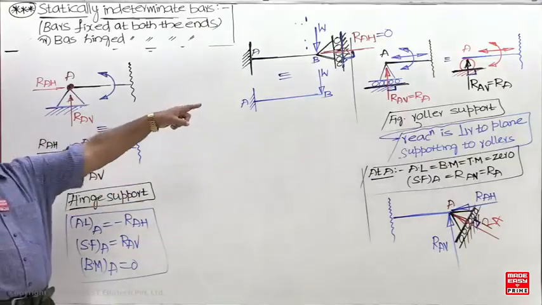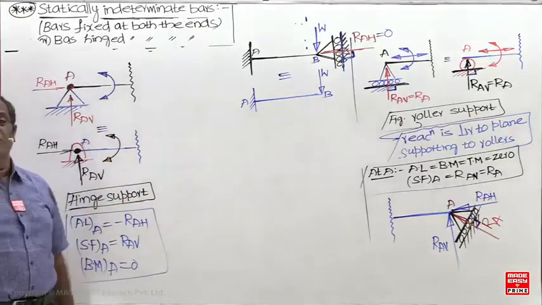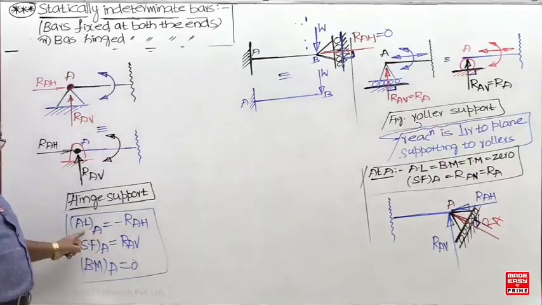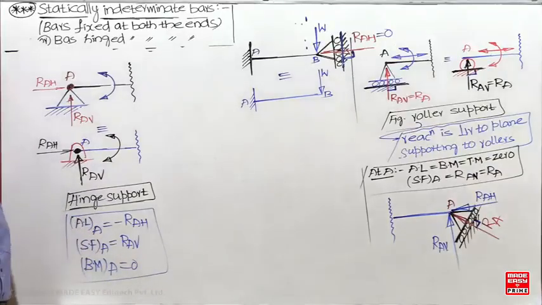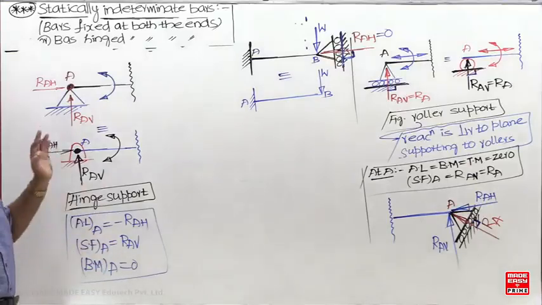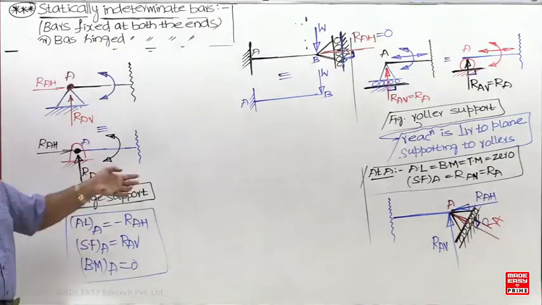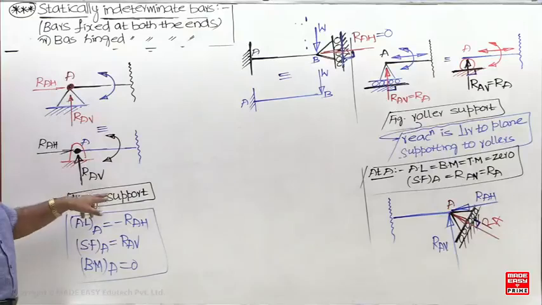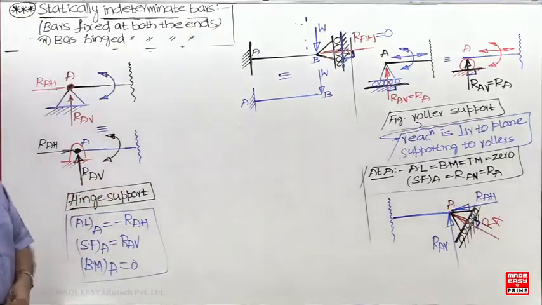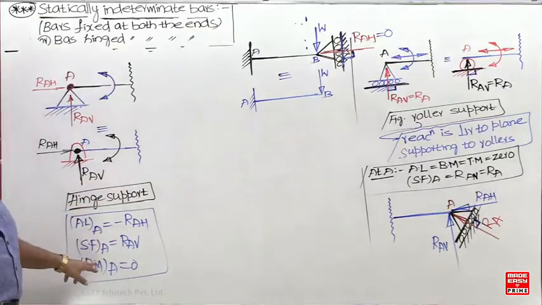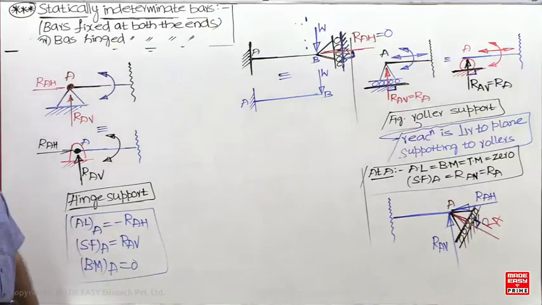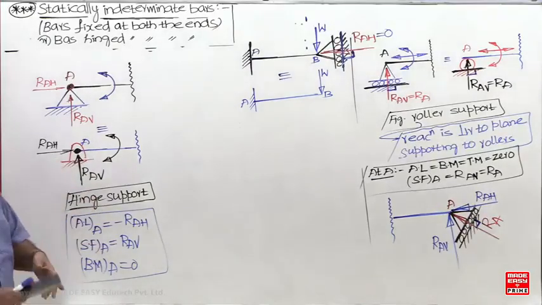But when a roller support is provided at the extreme end, what do you get? Only shear force. But here you are getting shear force and axial load when a hinge support is provided at the extreme end. We are going to get one axial load and one shear force. Bending moment and twisting moment are 0 because the moment reaction is 0.